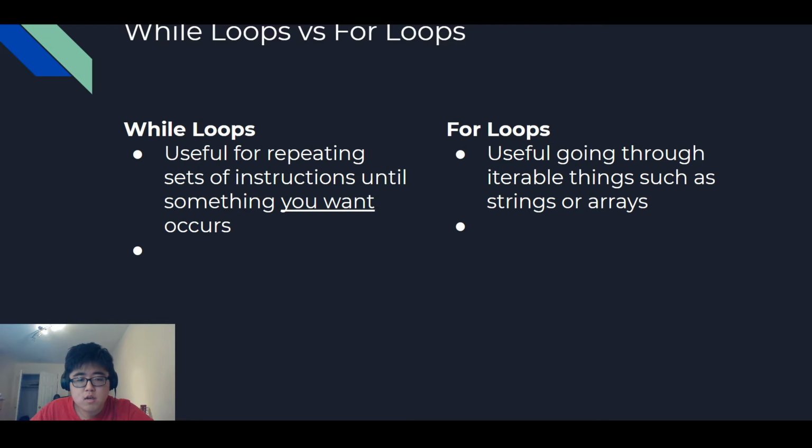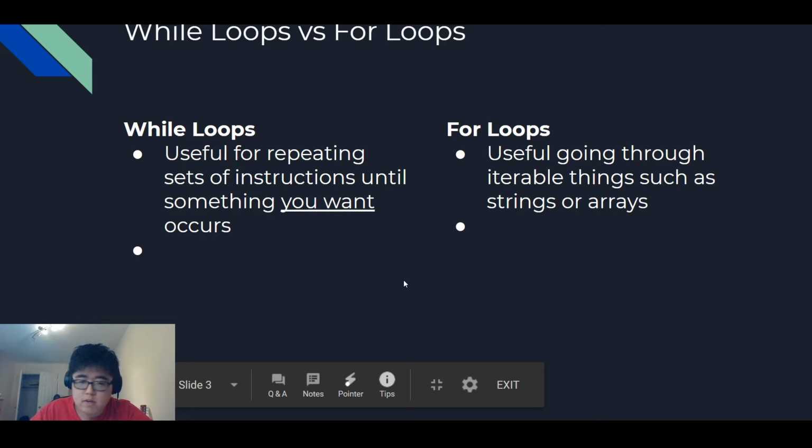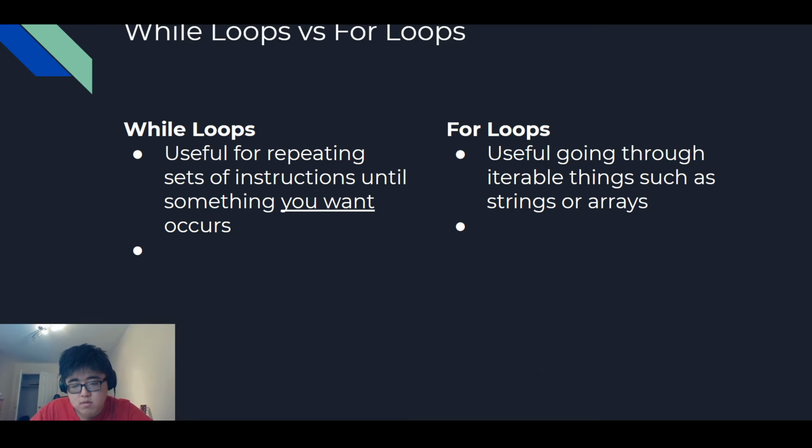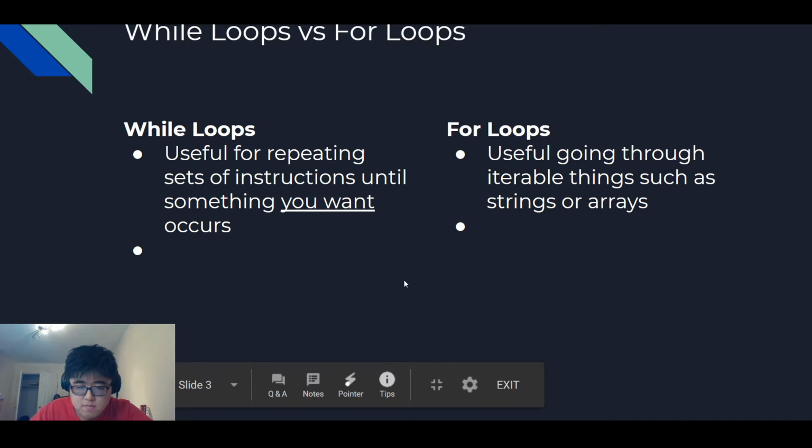While loops are useful for repeating sets of instructions until something you want occurs, and I will iterate on that later. For loops are useful for going through iterable things, such as strings or arrays, and you learned that last lesson.